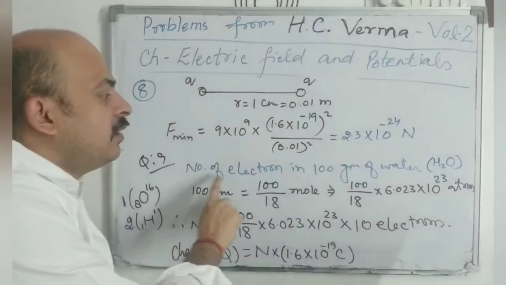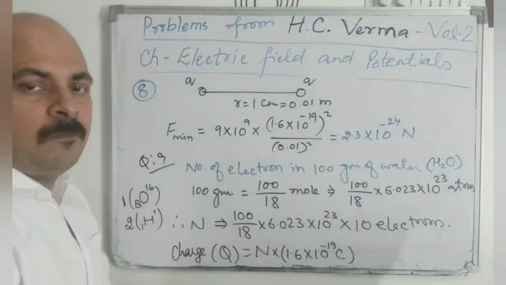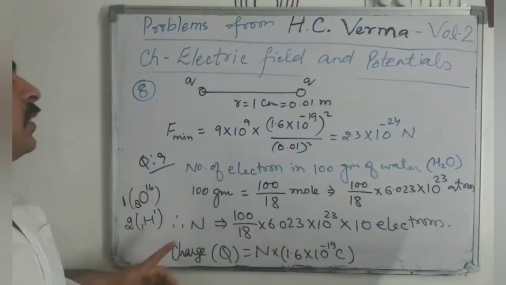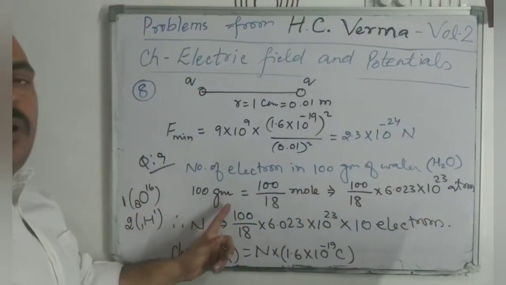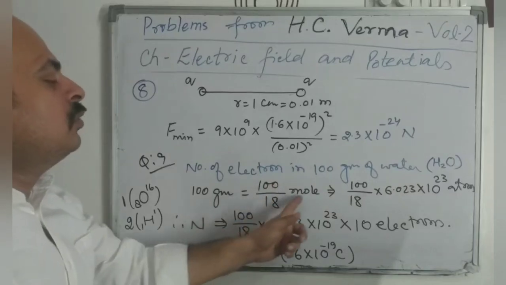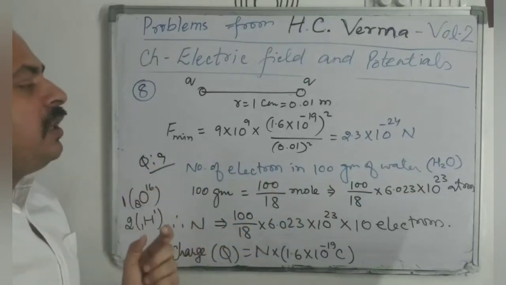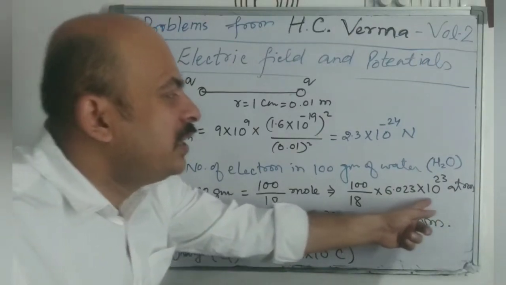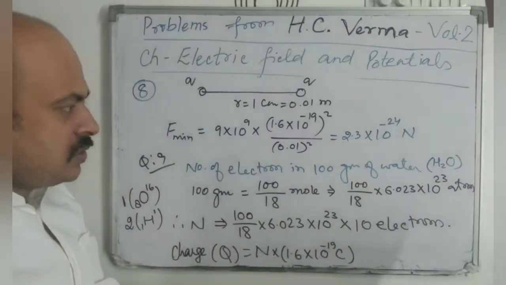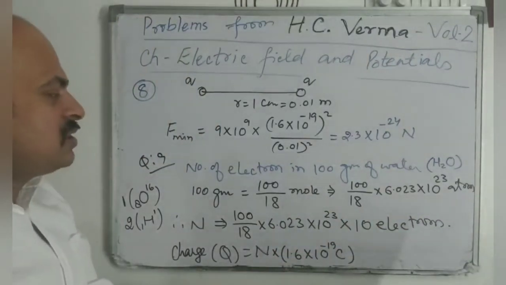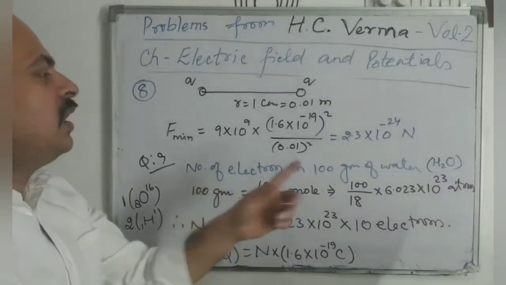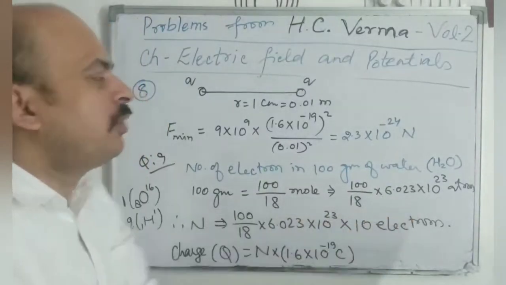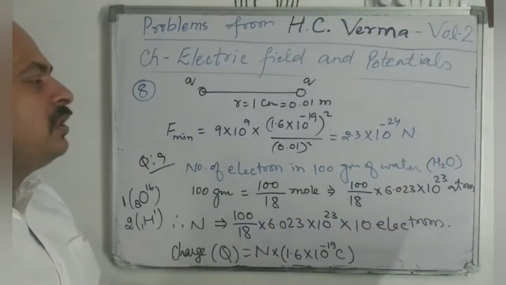Here we have to calculate the number of electrons in 100 gram of water. H2O, 2 hydrogen and 1 oxygen. So 100 gram of water is equal to 100 upon 18 moles. And how many molecules in 1 mole? 6.023 into 10 to the power 23, that is Avogadro number. So the number of molecules in this 100 gram of water will be 100 upon 18 into 6.023 into 10 to the power 23.